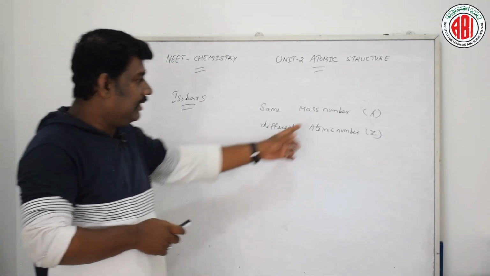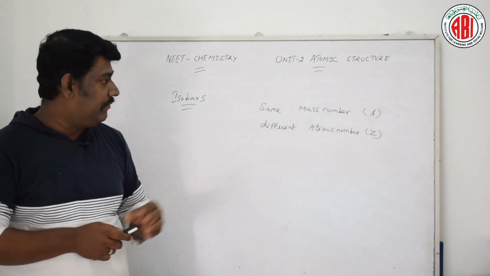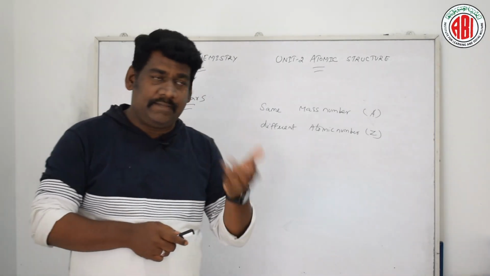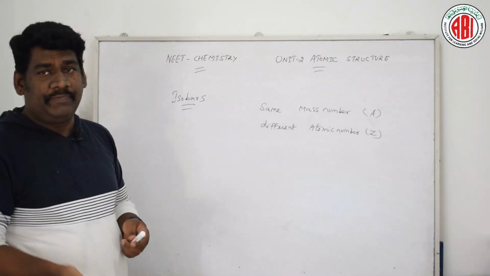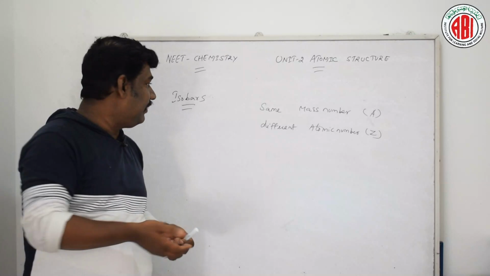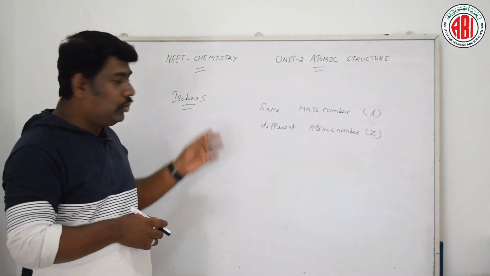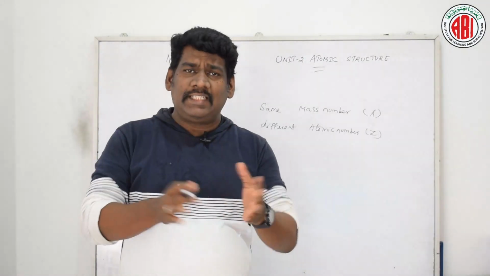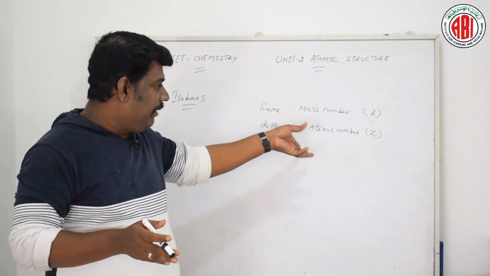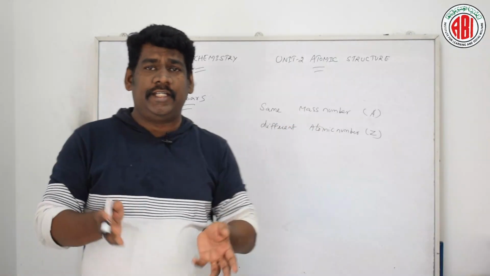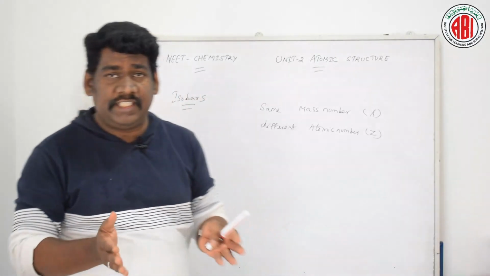Here the mass number is similar for this particular series of atoms, but they have different atomic numbers. So let us see a few examples of these isobars. As we are talking about isobars, the total sum of the protons and neutrons present in the nucleus of each atom is the same.